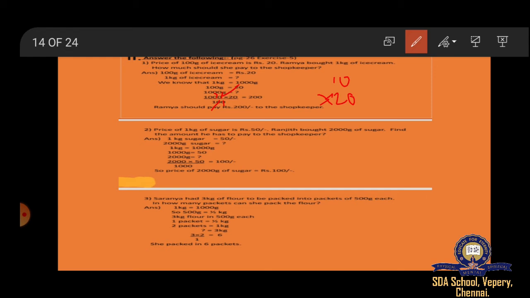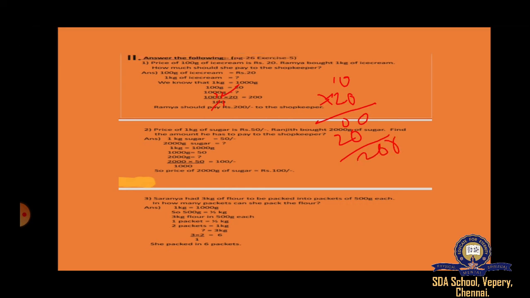Okay, so 0 zeros are 0. 0 zeros are 0. 2 zeros are 0. 2 ones are 2. So the answer is 200. Okay, like this we have to do.